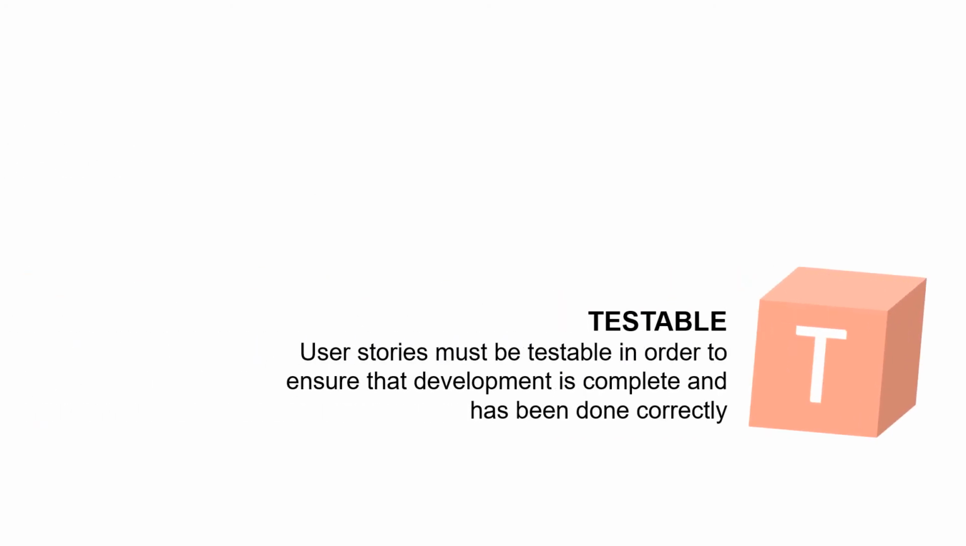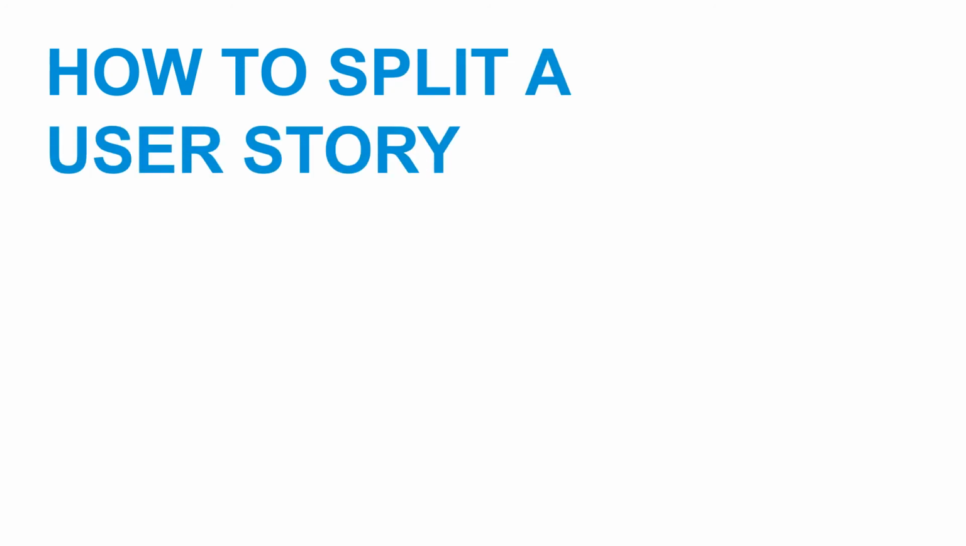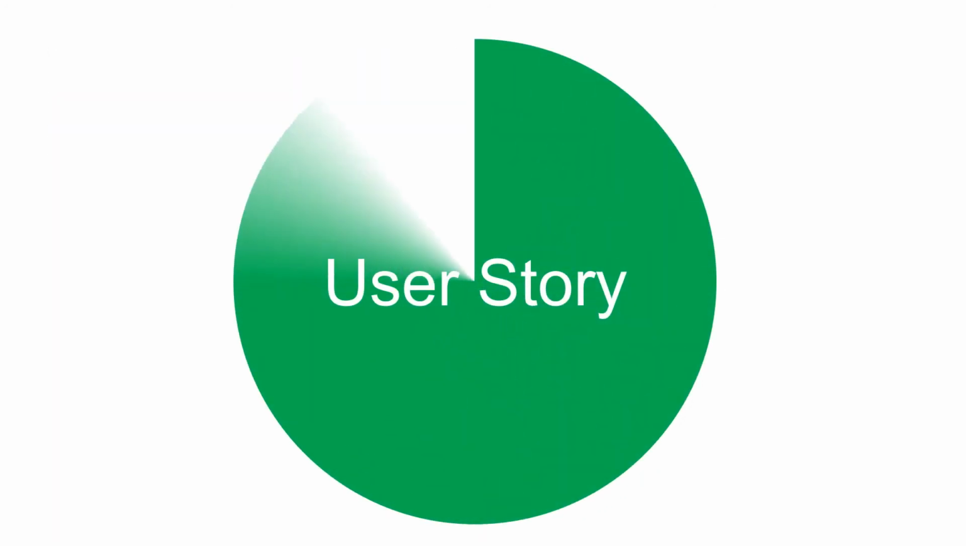T, like testable. Everyone should understand and agree on how the completion of the story will be verified. The definition of done is one way of establishing this. If everyone agrees that the story can be implemented in a way that satisfies the current definition of done in a single sprint, and this definition of done includes some kind of user acceptance test, then the story can be considered testable. One of the most common struggles faced by Agile teams is the need to split user stories.